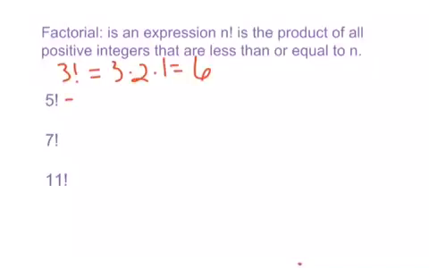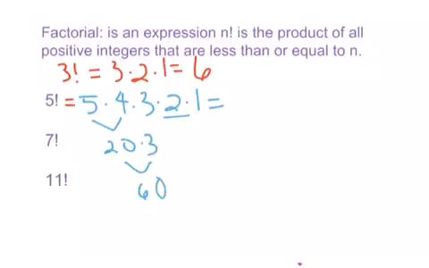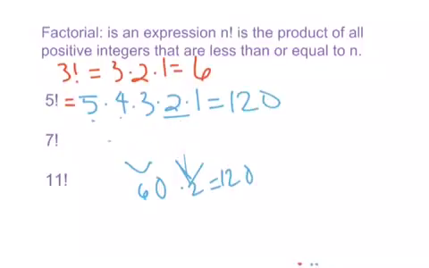Okay, the factorial for 5, same exact thing. You start with 5. So 5 times 4 times 3 times 2 times 1. 5 times 4 is going to be 20. 20 times 3 is going to be 60. 60 times 2 is going to be 120. Okay? So the expression for 5 factorial, that's how you pronounce it, is 120.